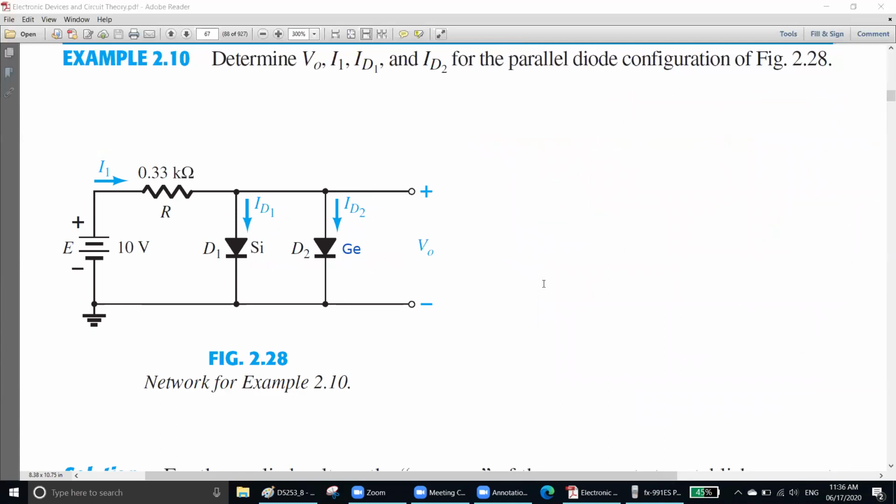Now find the math. Do the math, everyone. 0.3. Remember, this might come in your exam. I'm going to give a pause for 2 or 3 minutes. Do the math. Find VO, I1, ID1, ID2, all of it. Okay?